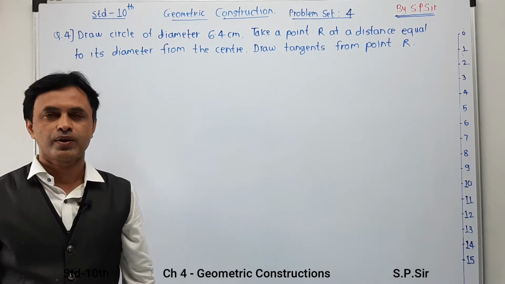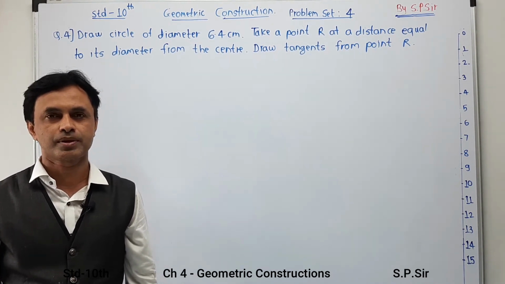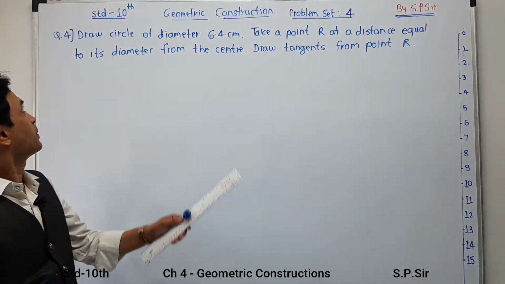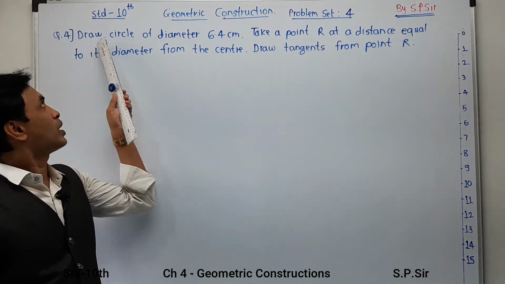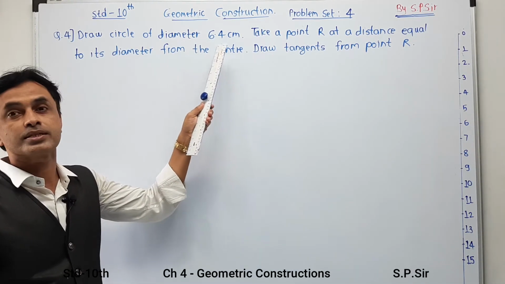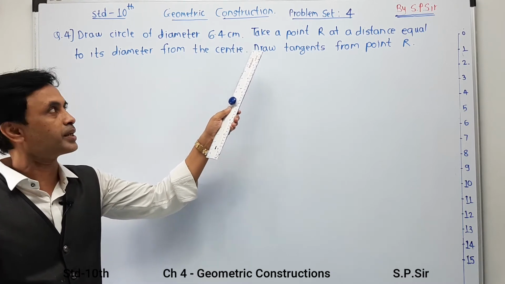Hello friends, we have already started a problem set, a continuation of the numerical construction problem set, problem number 4. First of all, we are going to read the question. Draw a circle of diameter 6.4 centimeter, which means we have to take a diameter of 6.4 centimeter.